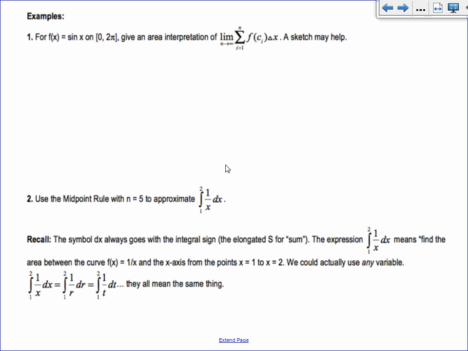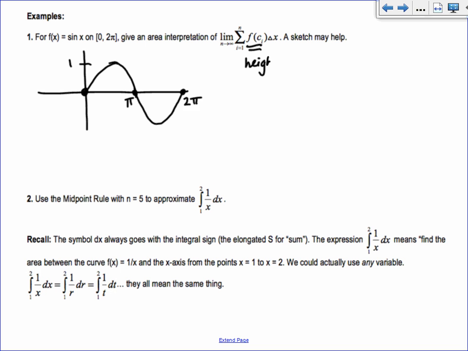Okay, so let's talk about this one. It says for f of x equals sine of x on 0 to 2 pi, hopefully you remember how to draw your sine function. You start at 0, 0. You go up to a height of 1. At pi, you go through the axis again. You go down, and then at 2 pi, you cross. So it says give an area interpretation of this. So it's saying multiply all your heights by all your widths. What do you think you'll get if I do the area from 0 to 2 pi of sine of x? We always put a dx too. The dx just tells us what variable we're using.